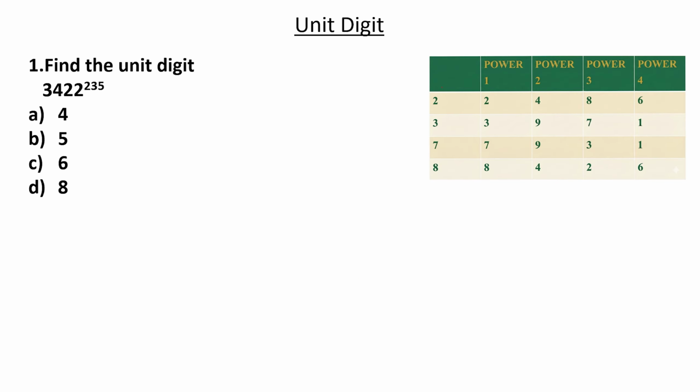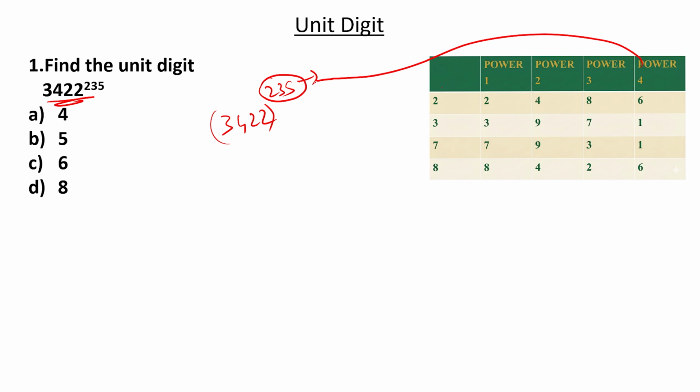To understand this better, let's move on to the next slide so you can understand it by doing a sum. Okay, here you go. 3422 power 235. As you can see, the power exceeds the value of 4 from the table, which means 4 is less than 235. It crosses 4, 5, 6, 7, 8 up to 235. We need to calculate 2 power 235.